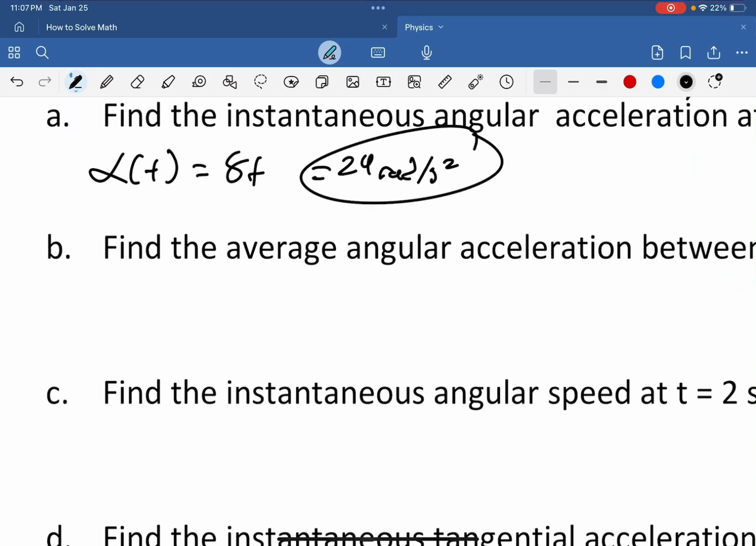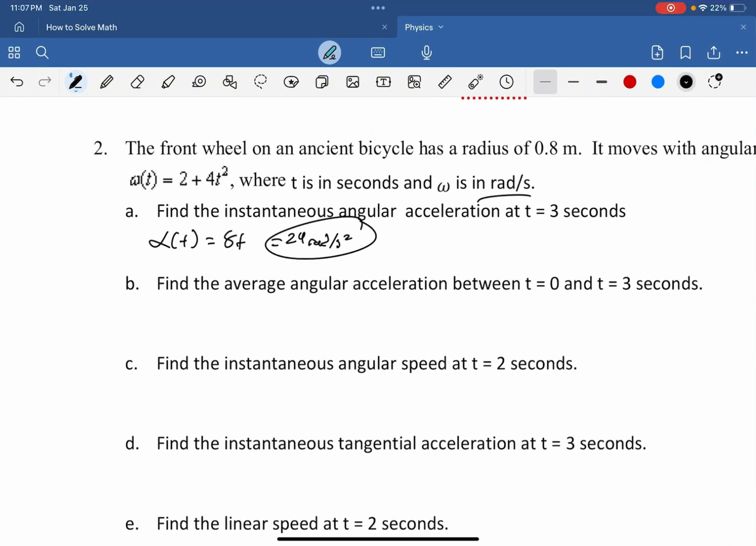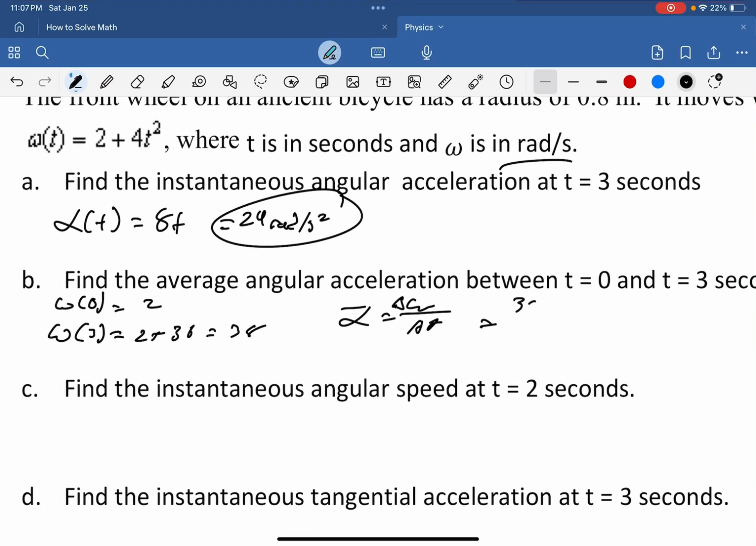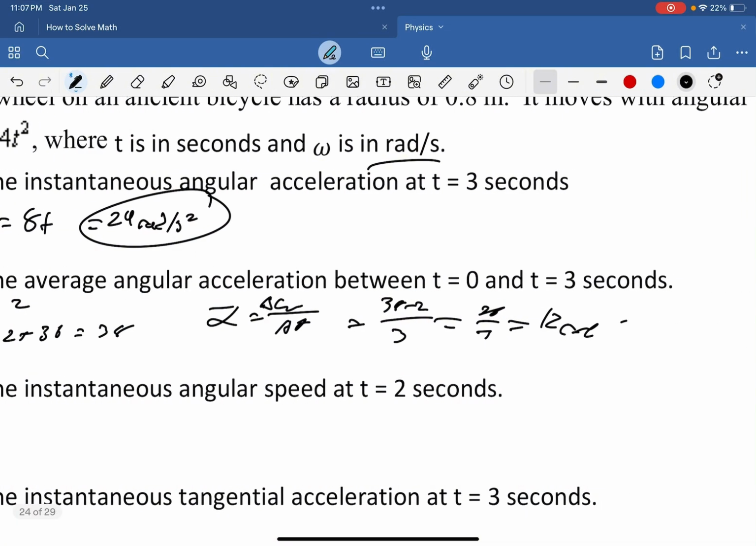Anyways, find the average angular acceleration between 0 and 3. So now we just need to plug in 0 into this, which is going to be 2, and then plug in 3 into that, which is going to be 2 plus 9 times 4, 36, which is equal to 38. And then that means alpha is equal to change in omega over change in time. So this is equal to 38 minus 2 over 3, which is equal to 36 over 3, which is equal to 12 radians per second squared.